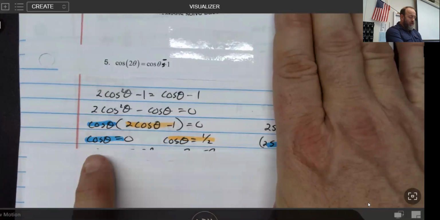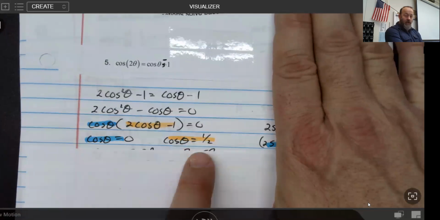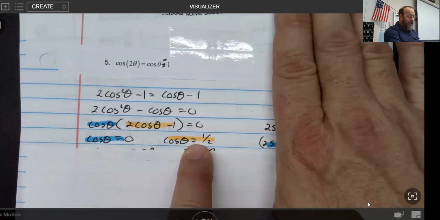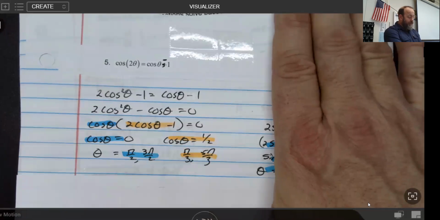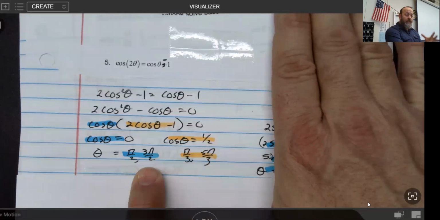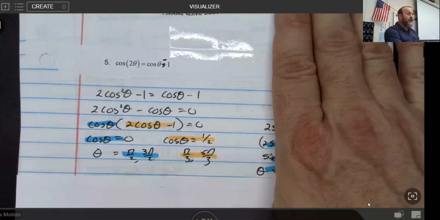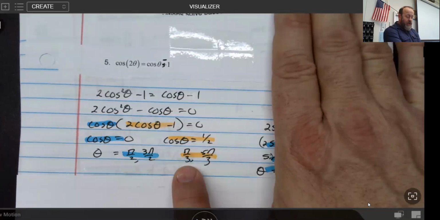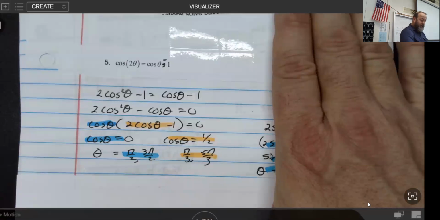So if blue is 0 or the orange piece is 0, I'm looking for when is the unit circle telling me that the cosine is 0 or 1/2. And those things happen at pi over 2 and 3 pi over 2. Remember, those are quadrantal, where the cosine is 0 is where the x value is 0, which would be straight up and straight down, or the cosine is 1/2 in the first quadrant and the fourth quadrant. It's both pi over 3s as reference angles.